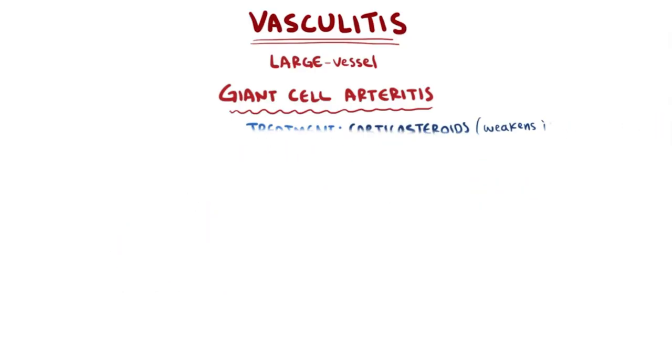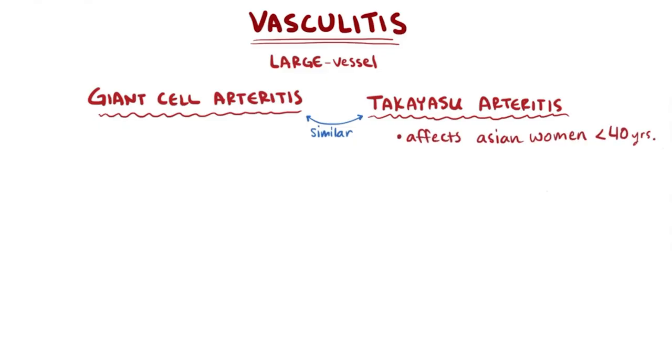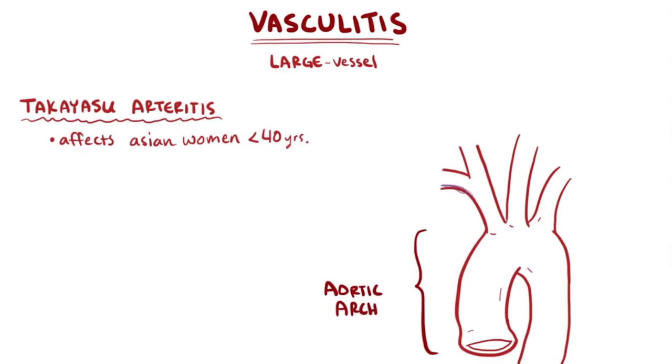Alright, so another type of large cell vasculitis is called Takayasu arteritis, and is very similar to giant cell arteritis except for two key differences. One is that it usually affects Asian women that are under 40 years old, where giant cell arteritis usually affects people over the age of 50. And 2, it affects the arteries that branch off from the aortic arch, particularly around the branch points.